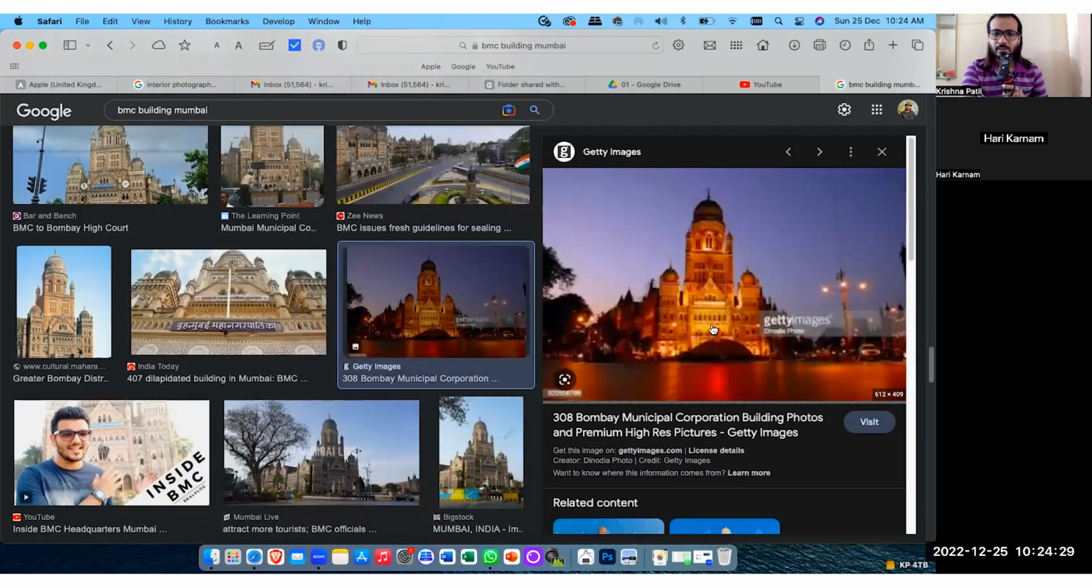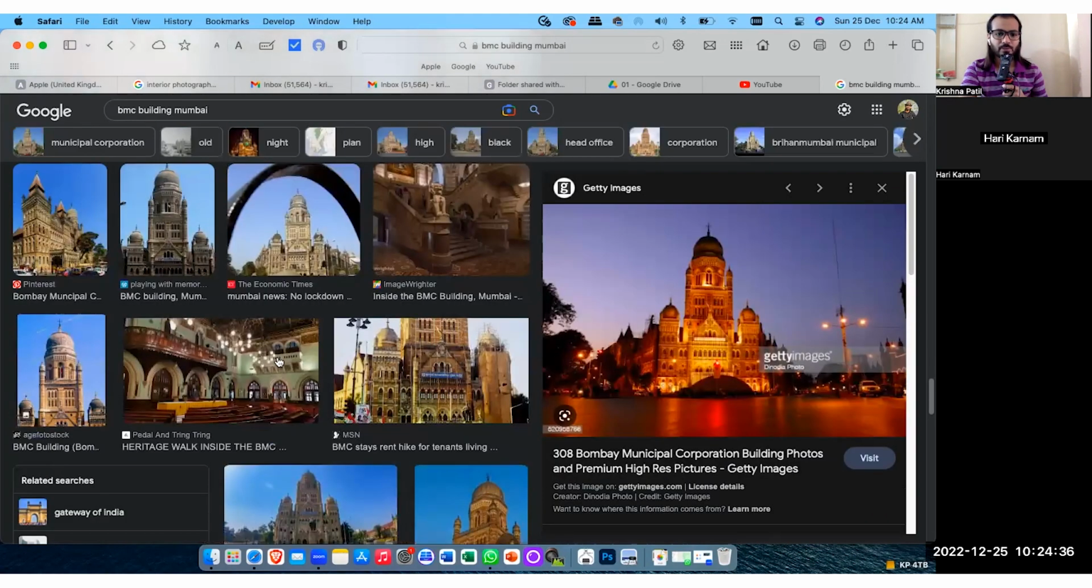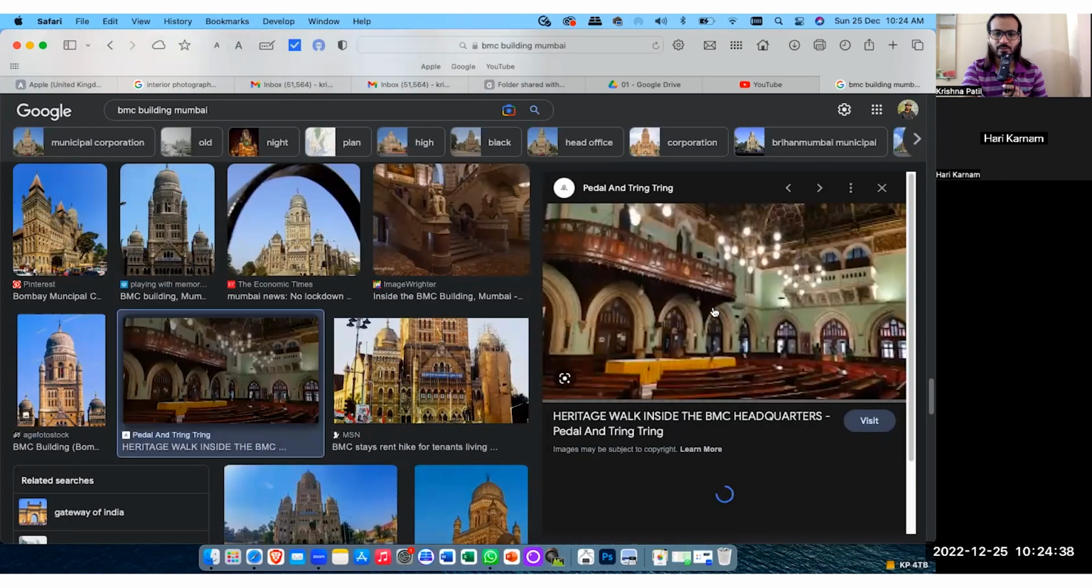Now the lighting at night: they light up that entire building with different lights, and then you can capture it. This is the inside of this heritage building.